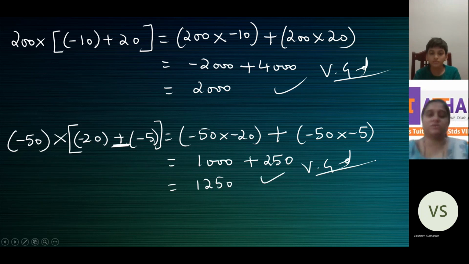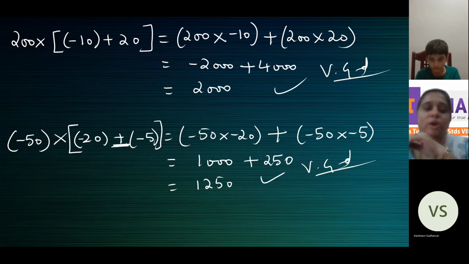So you've understood how to simplify using the distributive property of multiplication over addition. Next class, we'll recall all this and then continue. All right?